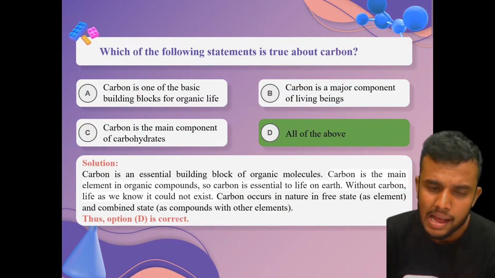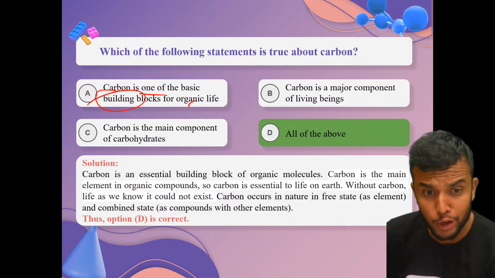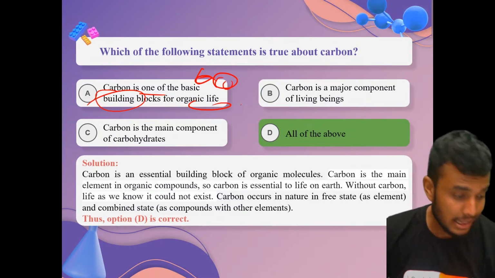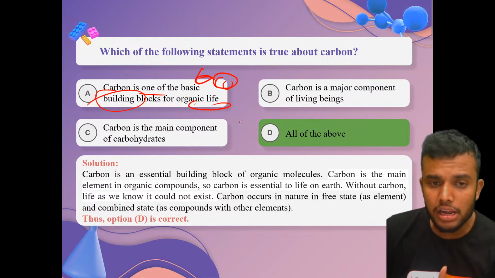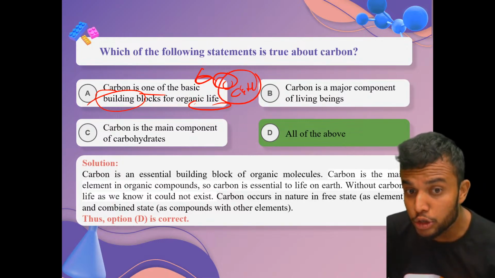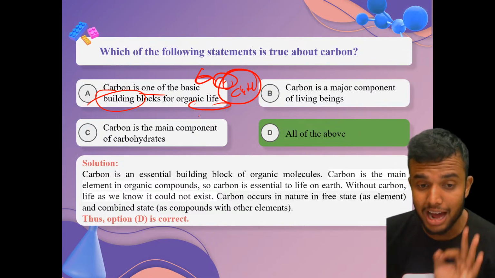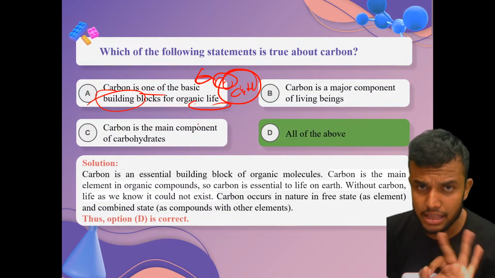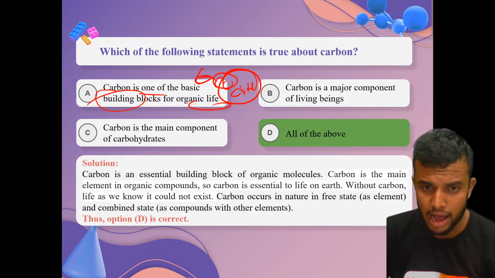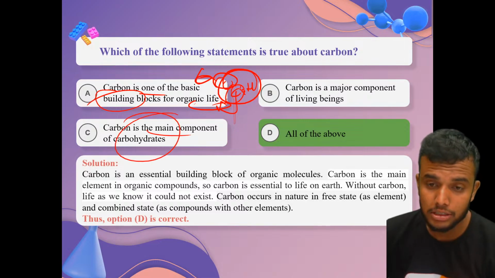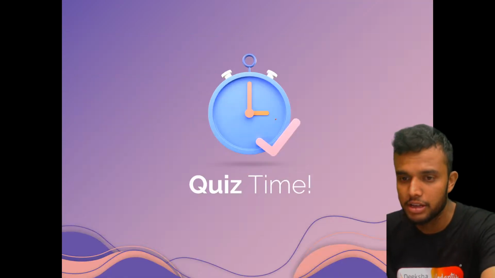Obviously, carbon is one of the building blocks of organic life. Without carbon, we cannot call a compound organic. Students, organic must have carbon and hydrogen present. If carbon and hydrogen are present, it is called organic; otherwise we do not call those compounds organic. Especially carbon must be there. Also, carbon is the main component of carbohydrates and a major component of living beings.